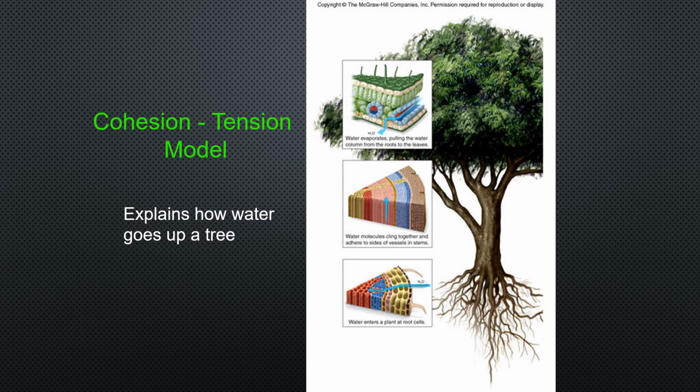So that whole process is called the cohesion tension model. That's what we call how water gets through the plant. And so the next couple of slides are going to walk you through that, and I'm just going to let you read those together. It's just a review of what we just said.